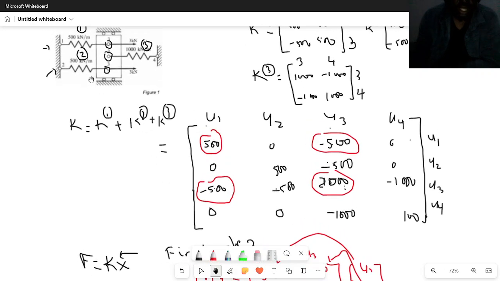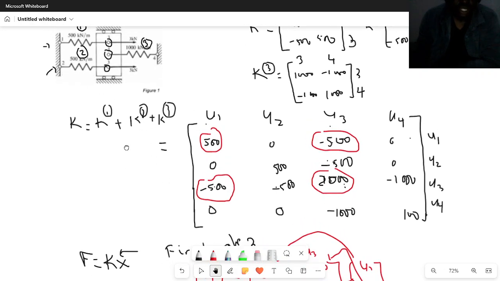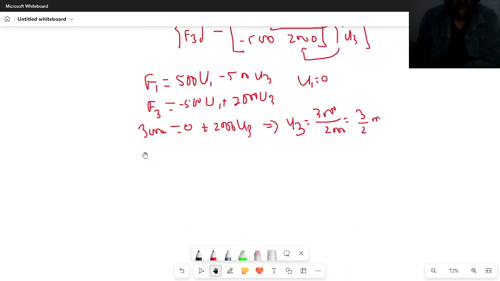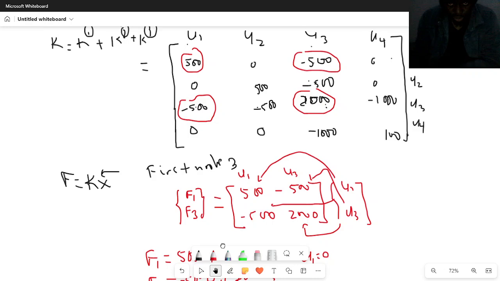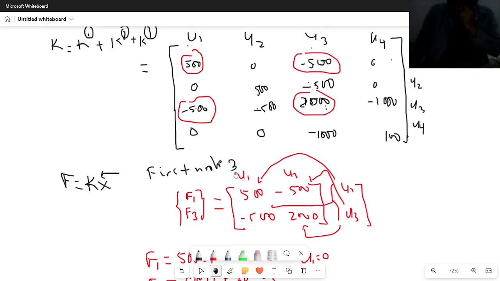This second one is between 2 and 3. Second node of 3, between 2 and 3. So what do we do? We do the same thing, guys, between 2 and 3. This is what we have.